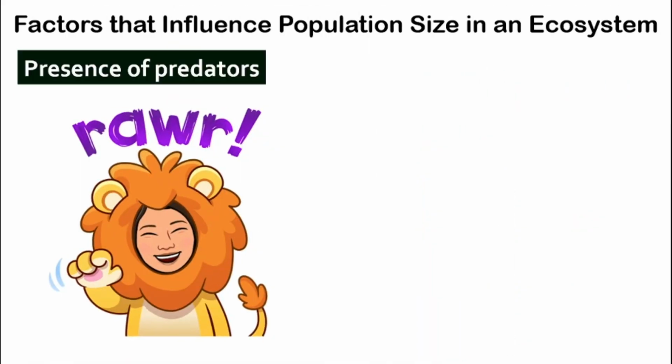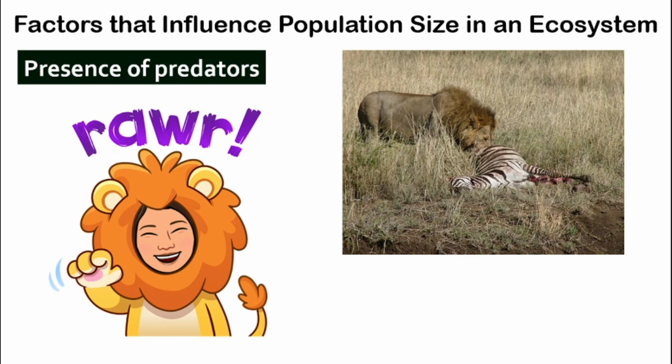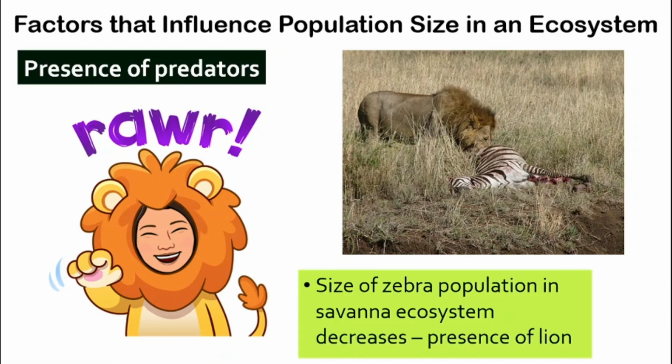Next, the presence of predators can also influence the population size of another species. Predators means the enemies that eat that organism. We will learn more about predators in the next video. The size of the zebra population will be affected if there is suddenly the presence of a population of lions.